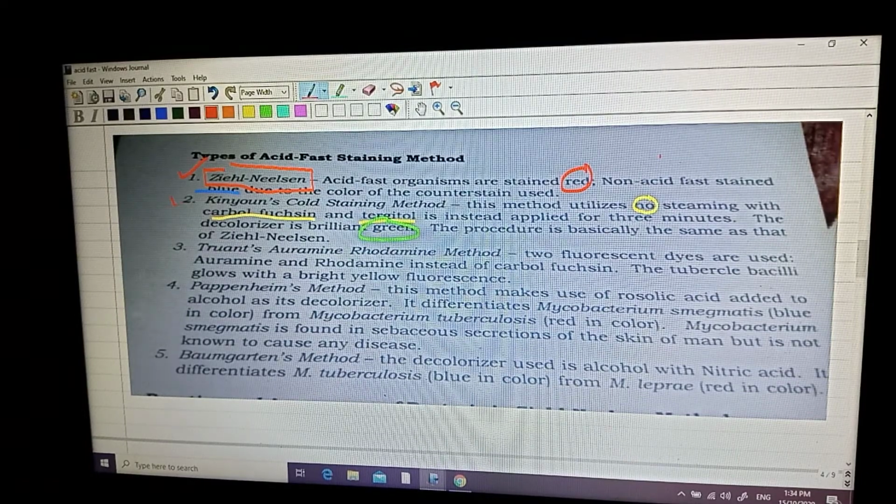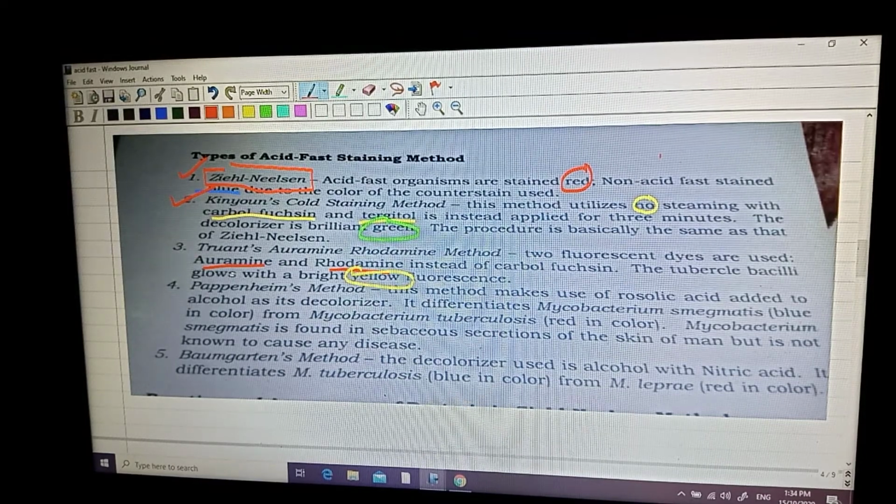These are the two most common. Other methods that you should know are the Truant auramine-rhodamine method. Why is it called auramine-rhodamine? Because two are used there. Two fluorescent dyes are used, auramine, obviously, and rhodamine instead of carbol fuchsin. The tubercle bacilli glow with what color? When you use that fluorescent dye, bright yellow.